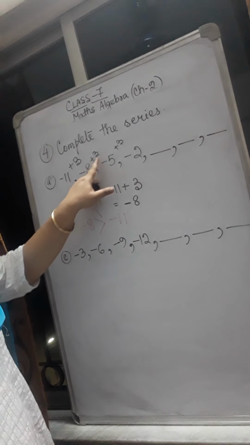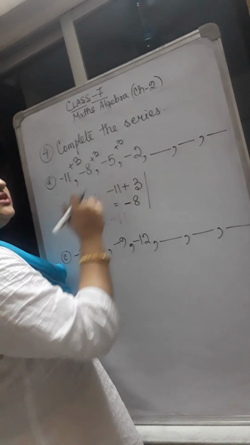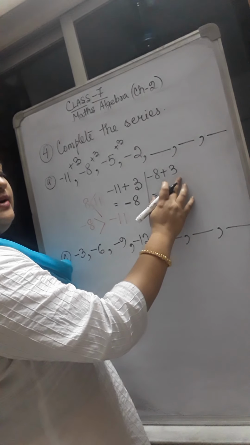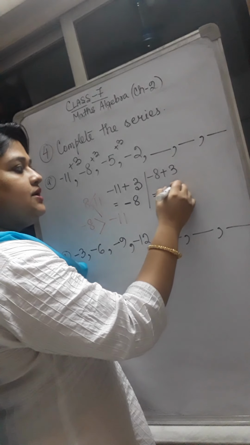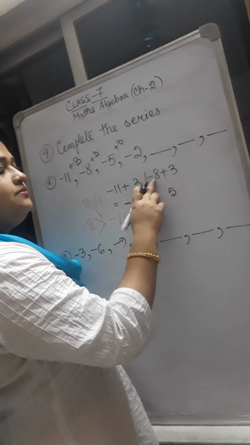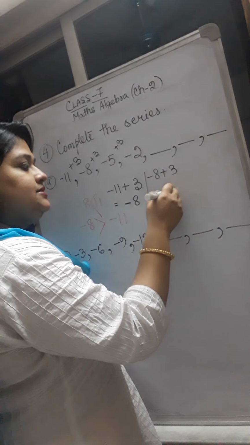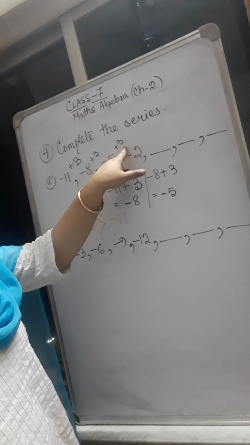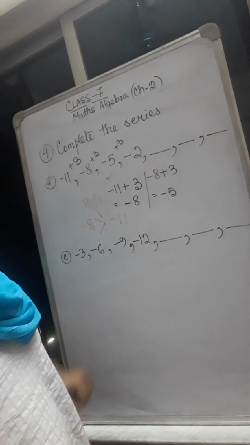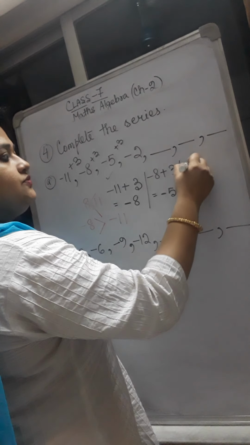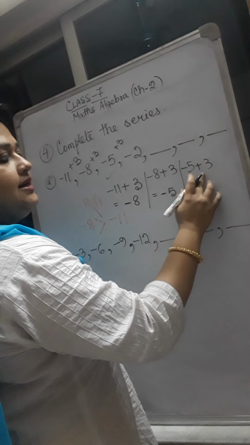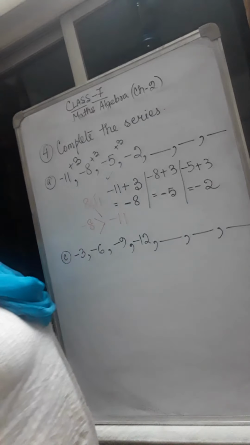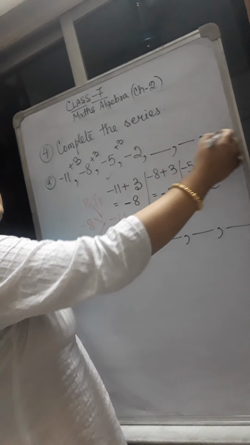So if you add plus 3 to the second number, check whether minus 5 is coming or not. So minus 8 plus 3. Opposite sign, numbers are subtracted. 8 minus 3 gives you 5. Sign of the greater number, with 8 you have a minus sign, so it is correct. Third number is minus 5. With minus 5, if you add plus 3, check whether you are getting this minus 2 or not. Minus 5 plus 3. Opposite sign, numbers are subtracted. 5 minus 3, 2. Sign of the greater number. So, all are correct. Now, how will you complete the series?